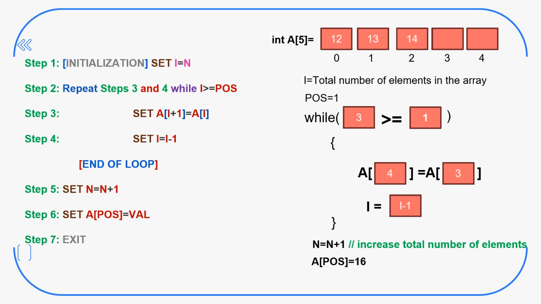Step 5. Once the while loop ends, increase the total number of elements present in the array by 1 as a new element has been added. Step 6. Place the new element at the target position specified by the variable POS. Step 7. Terminate the program at this step. Please refer to the graphical representation to explore the concept of inserting an element in the middle of an array.